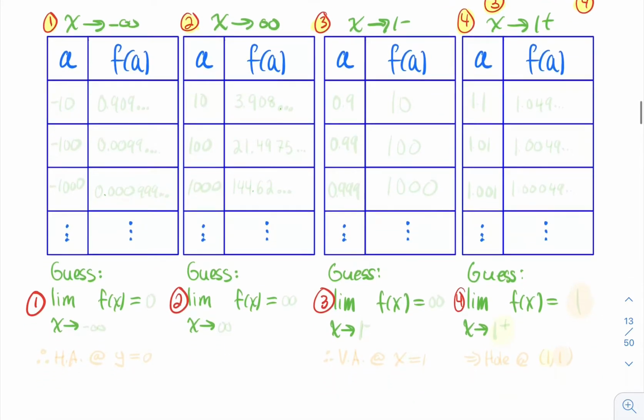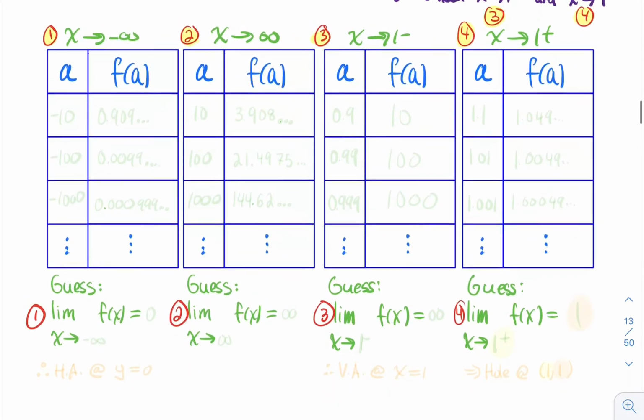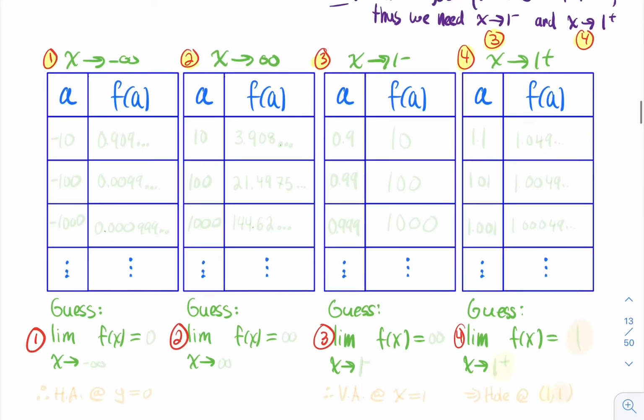So remember, one of the first things that you have to do is construct these tables. Make sure you understand which inputs are going to be used in order to compute outputs to guess these limits. So going to minus infinity, I'm going to use my classic minus 10, minus 100, minus 1,000. Going to infinity, I'm going to use 10, 100, 1,000.